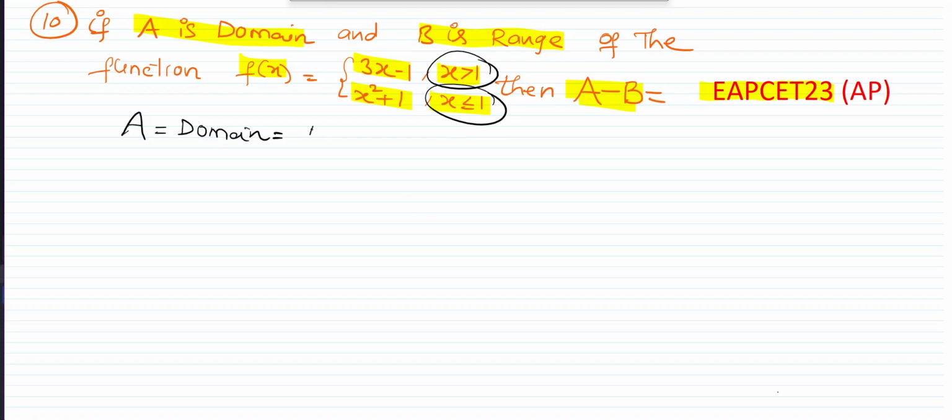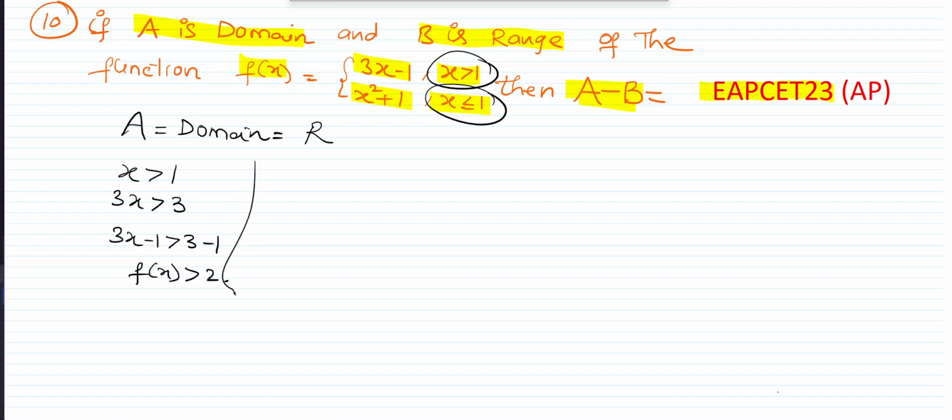Clearly the domain is R, that means x greater than 1 means 1 to infinity, and x less than or equal to 1 means minus infinity to 1. So the domain is equal to the total real number set R. And for the range, now we find the B value. The first condition is x greater than 1. Multiplying by 3 on both sides, 3x greater than 3. Subtracting 1, that is 3x minus 1 greater than 3 minus 1. Here 3x minus 1 is f of x, so f of x is greater than 2.